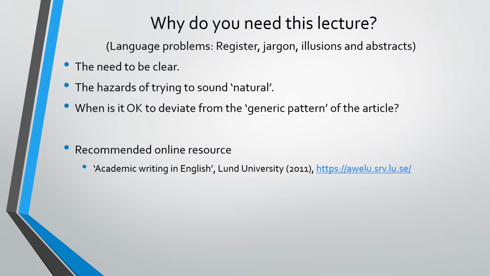And if you have to produce literature in English, even if it's only a short abstract to describe a longer article written in Polish or German, for example, you still need to know how to be clear, and you need to avoid some of the most common pitfalls that young academics especially fall prey to. And these include things such as the hazards of trying to sound natural, and knowing when it's okay to deviate from what I've described before as the generic pattern of an article.